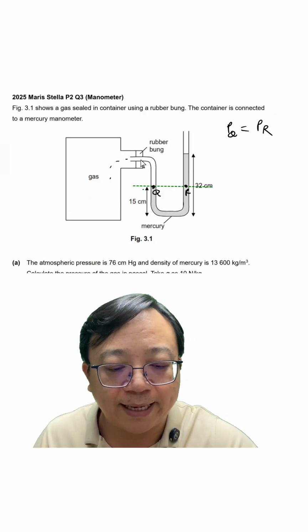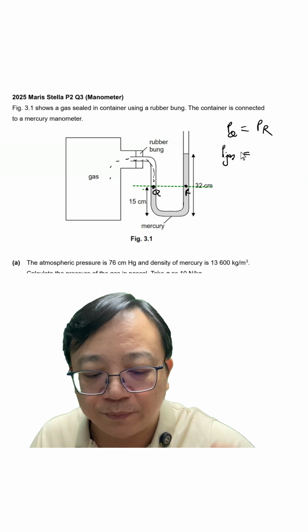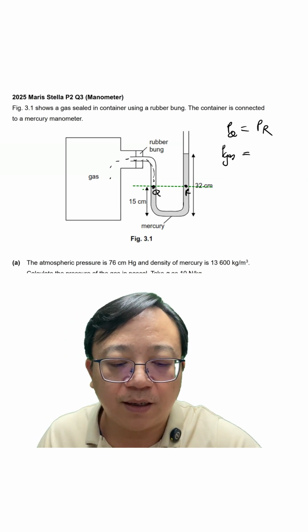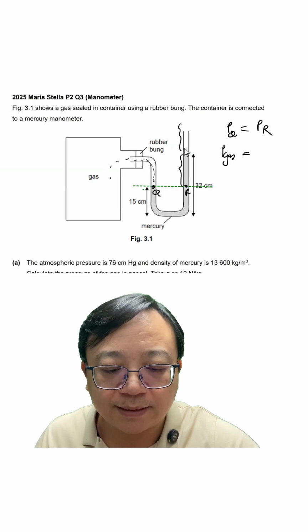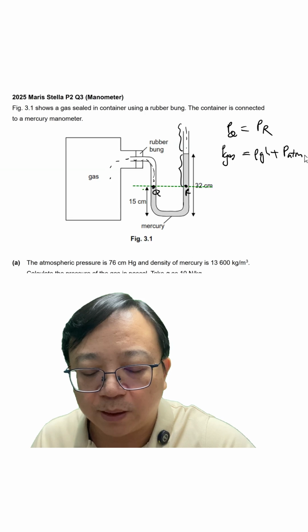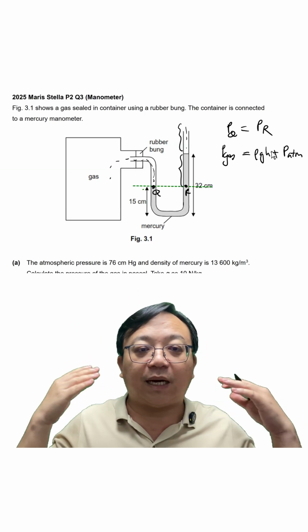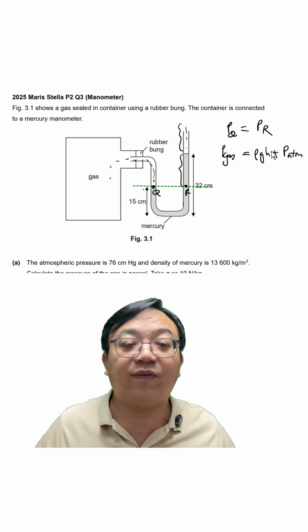Pressure at Q is due to the gas. Can you see that it's due to the gas? Yeah, so pressure at Q is the gas. Okay. Then what is the pressure at R? It is due to rho GH plus atmospheric pressure, right? Rho GH plus the atmospheric pressure. Okay, that is the relationship you must come up with in your mind immediately before you even see what they're asking.